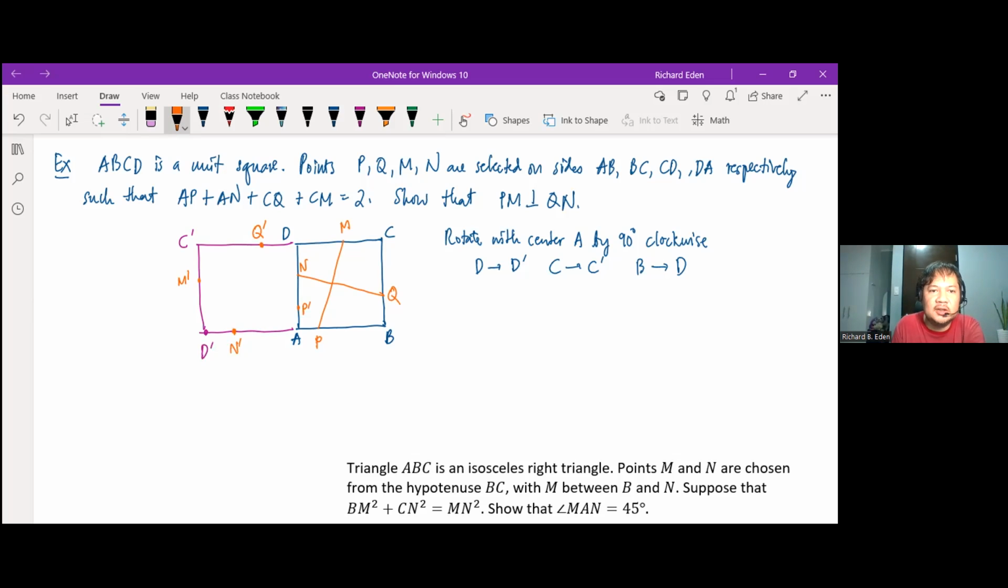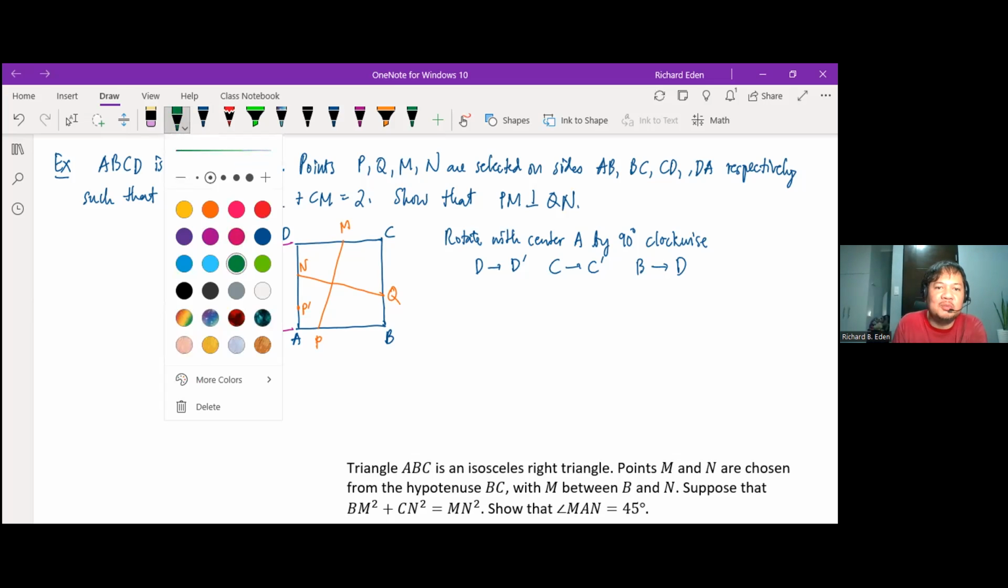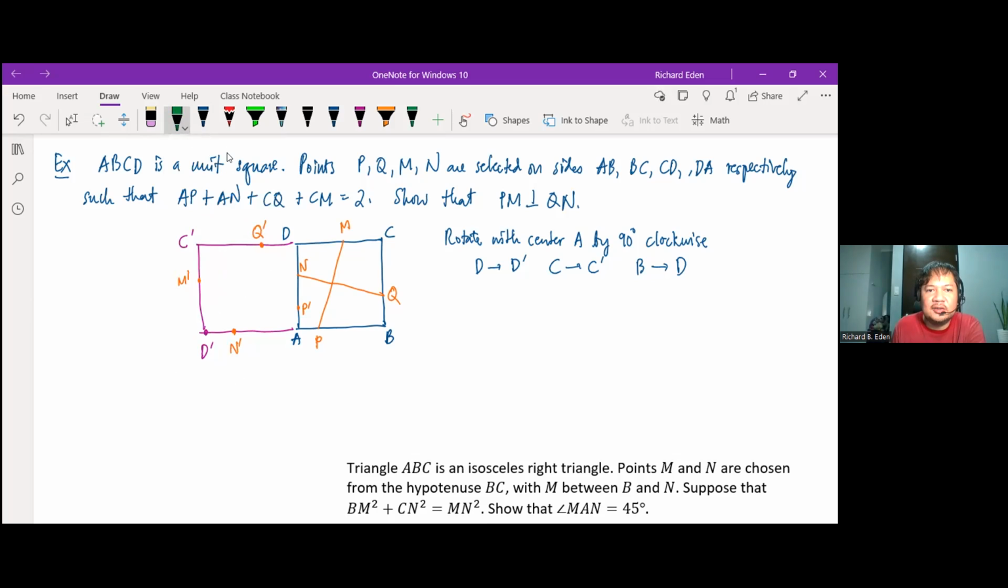Well, the condition involves those lengths AP, AN, CQ, and CM. So we have to trace where those segments went. If you look at CQ, this is the image, C prime Q prime. And then as for CM, so this is it now.